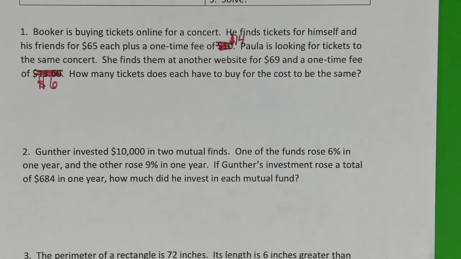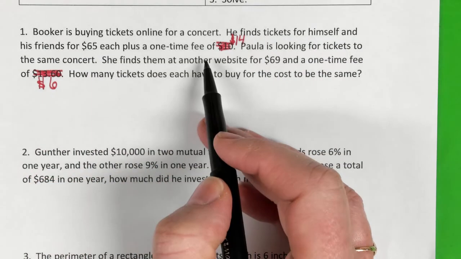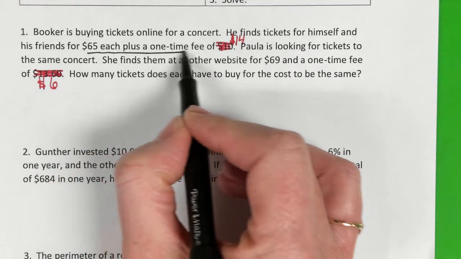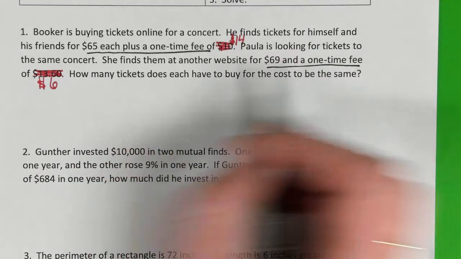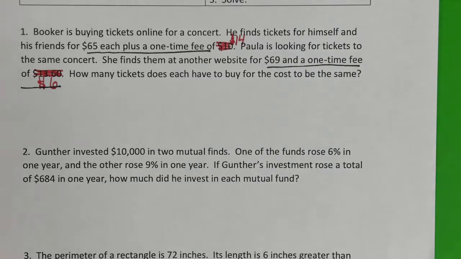Okay, so what do we have here? Do we have a sentence to translate? Do we have any totals? What do we have? We do not have any totals. We know what Booker spent on tickets, and we know what Paula spent on tickets. And so we're basically going to use that information to write the equations. So it's almost number 1, translating word for word.